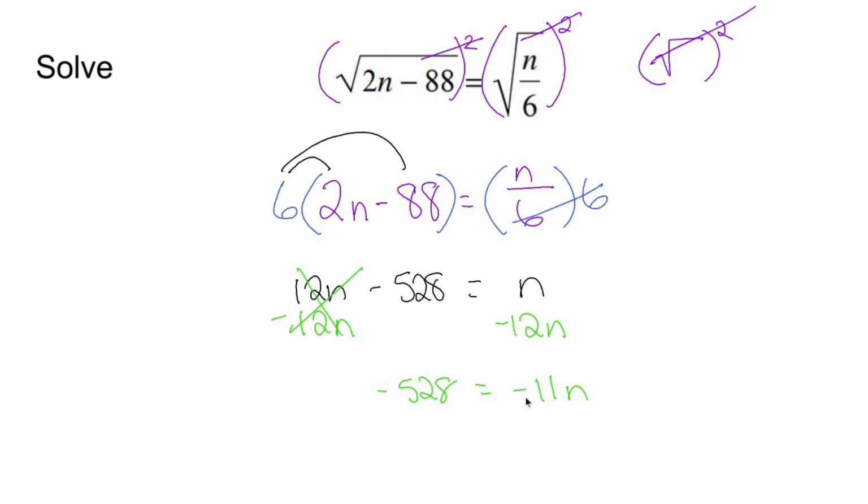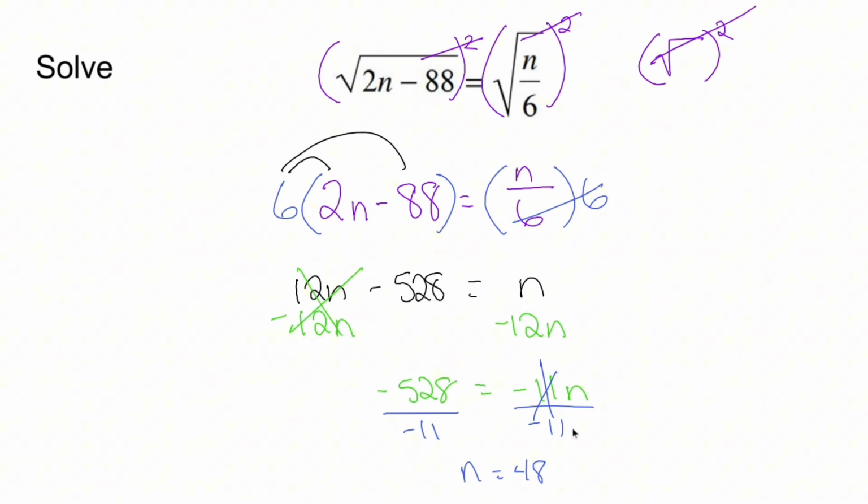Divide both sides by negative 11. Right off the top of my head, I know that this equals 48. Now, what you're going to want to do is probably plug this in and make sure you don't have any negatives, but just looking at this, I know we won't, so I know we'll be good.